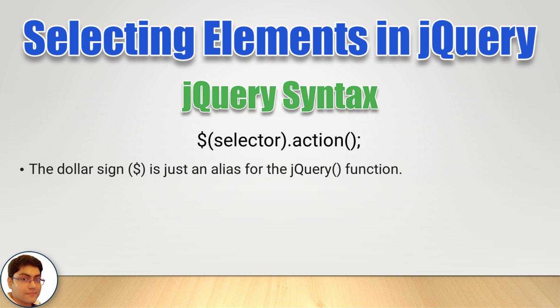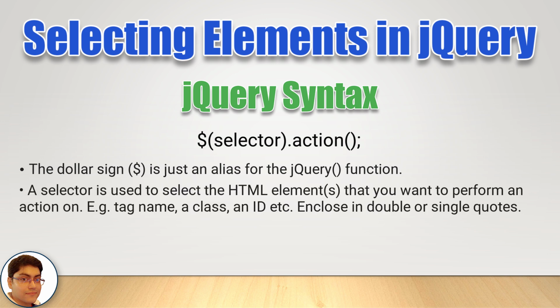The $ sign is just an alias for the jQuery function. It's like saying, "Hey jQuery, get ready to do something." A selector is used to select the HTML element or elements that you want to perform an action on. It could be a tag name like p for paragraphs, a class like .myClass, or an ID like #myDiv.